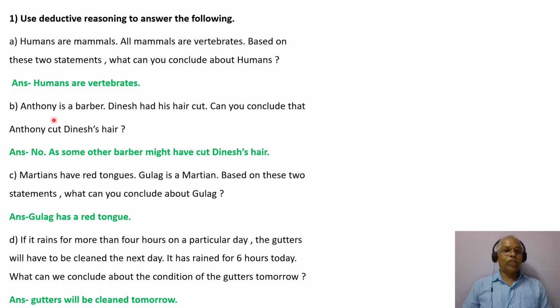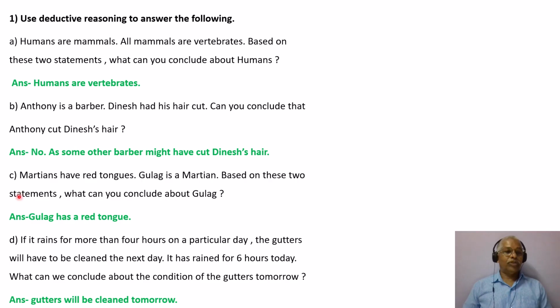B. Anthony is a barber. Dinesh had his hair cut. Can you conclude that Anthony cut Dinesh's hair? Answer: no. Because the statement doesn't specify anything about that, as some other barber might have cut Dinesh's hair.